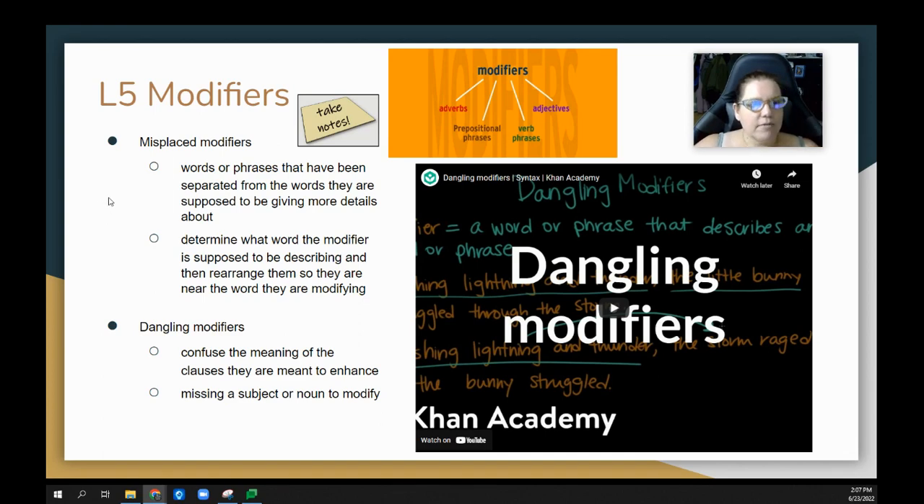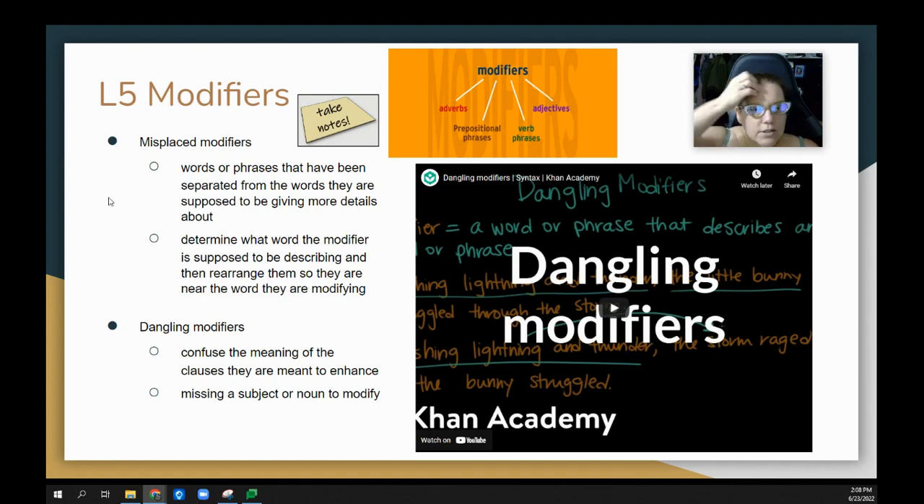Misplaced modifiers are words or phrases that are separated from the words they're supposed to be giving more details about. So they're not in the sentence near those words that they're giving information about. You need to determine what word the modifier is supposed to be describing and then rearrange the sentence so that they are near that word.